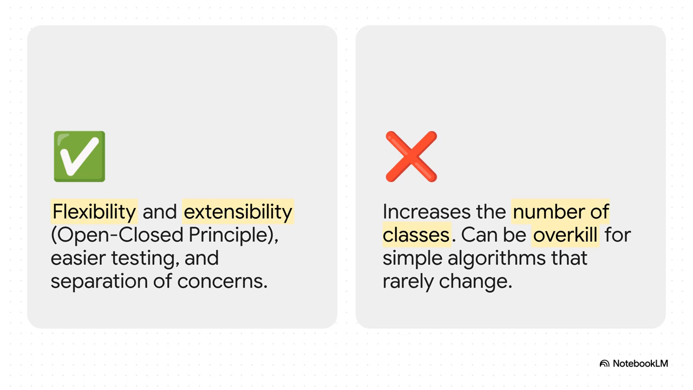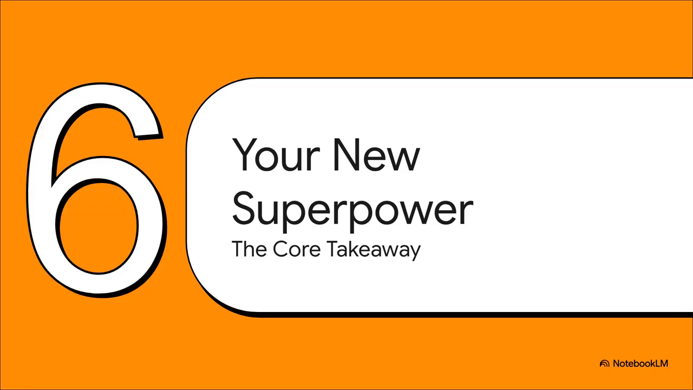So on the one hand, the pros are huge. You get incredible flexibility. Your code follows the open-closed principle, which is a fancy way of saying you can add new stuff without breaking the old stuff. It keeps your concerns separate, and it makes testing way, way easier. But on the other hand, there's a definite drawback. You can end up with a lot more classes and files in your project, what some people call a class explosion. And honestly, if you have a really simple problem that's never going to change, this pattern is probably just overkill.